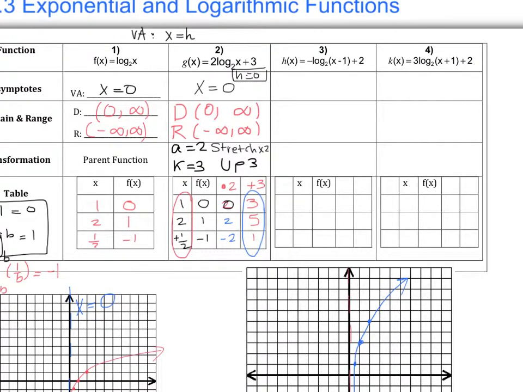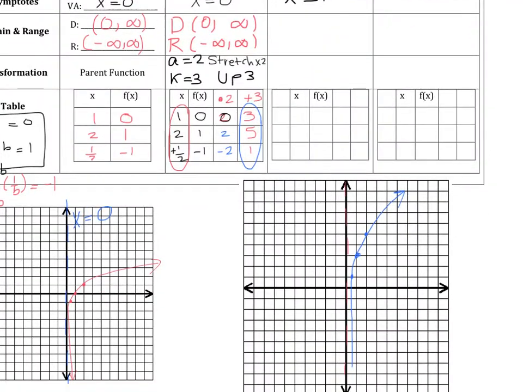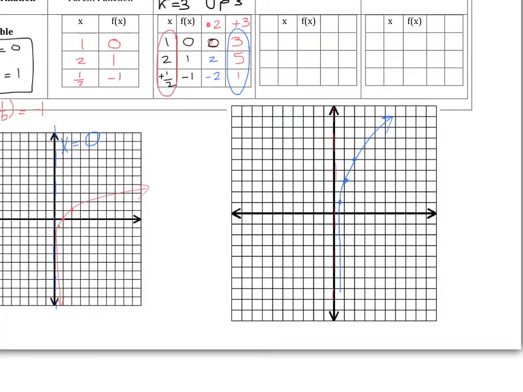Now the vertical asymptote is going to be the h. In this case, the h is 1. So remember, you always take the opposite of the number on the inside. So x equals 1 would be my vertical asymptote. So I'm going to go ahead and represent it. I'm going to draw that with a green dashed line. So x equals 1.